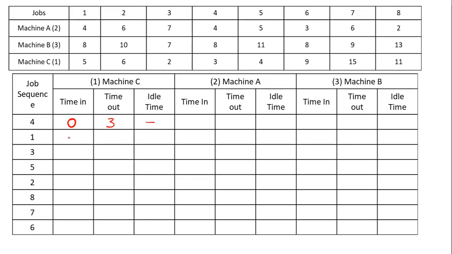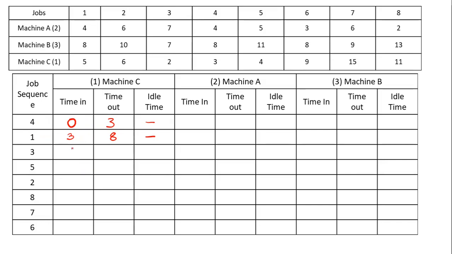Then we'll be looking on to the next job, which is job number 1. Job number 1 basically starts at the 3rd hour, and it takes 5 hours to complete. So it starts at the 3rd hour, 5 hours to complete, so it is plus 5, 8 hours. As usual, idle time: the first mission will not have any idle time at all, because it starts at the 0th hour and completes the process. As in the 3rd hour, as soon as it completes job number 4, it starts job number 1.